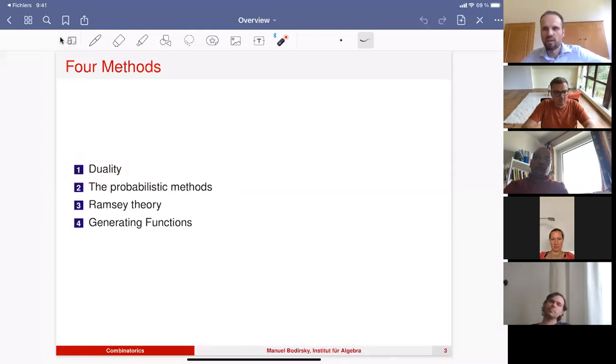So you might wonder, what duality do I mean? I mean duality that comes from linear programming duality, which is an important topic in optimization. So you might be surprised to see it here for combinatorics.